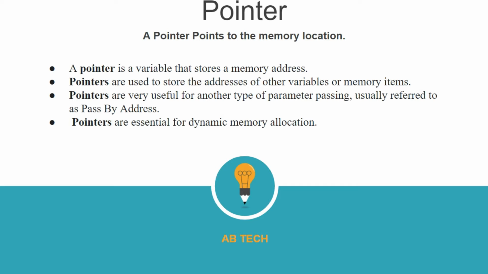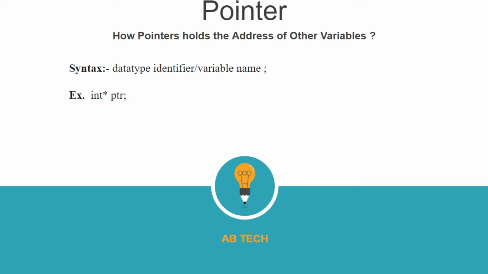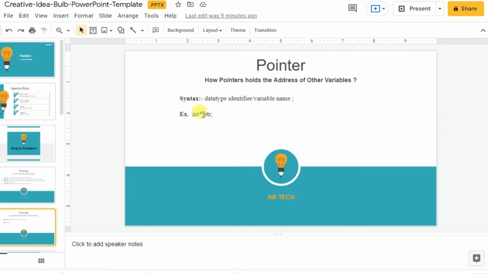Now we will see how to declare the pointer and how to store the address of the variable inside the pointer. Okay, so this is the syntax of a pointer. It's quite simple. First of all, you need to write the data type, then you type the identifier, which you also call a variable name, and then a semicolon. So this is how you create the pointer. In this example, I have created a simple pointer where I have used the integer data type, then the asterisk sign, which is the pointer sign, and then I have used a variable named ptr. Okay, so this is the declaration of a pointer.